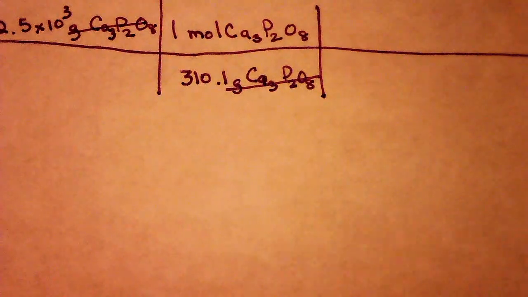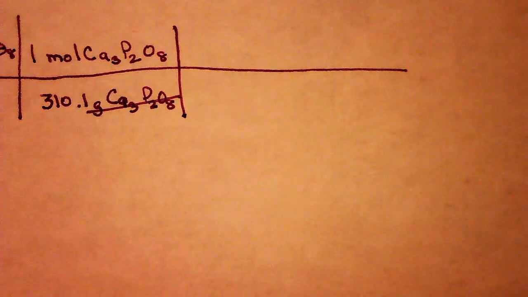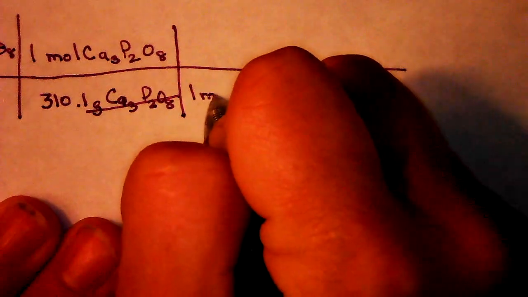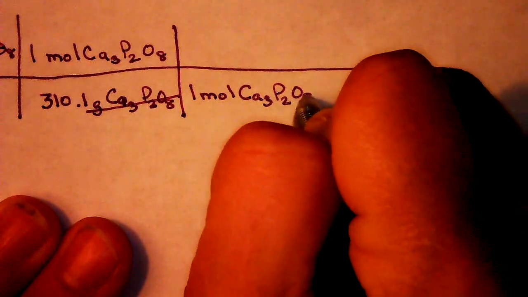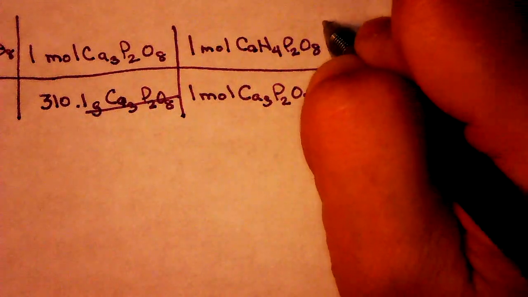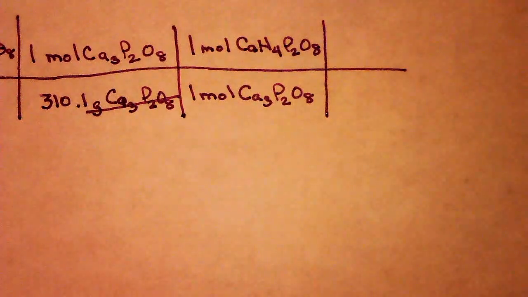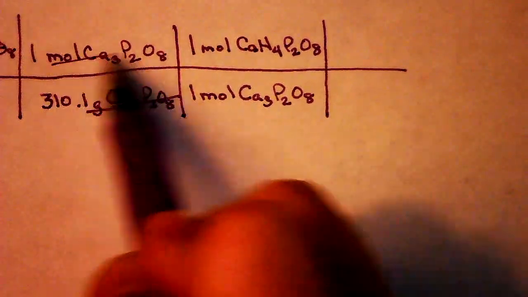Do you need to write this? Yes, you do need to write this, because in terms of labels, that's the only way it's going to work out. So we've got 1 mole of Ca3P2O8 and 1 mole of what we're looking for, which is the fertilizer CaH4P2O8. They do share a number of atoms in common, but this is a unique configuration, so that's what we're looking at. Next I'm going to check my labels.